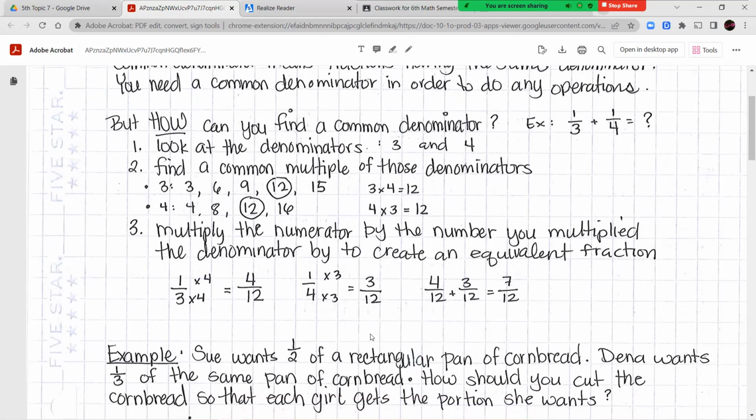So now if I'm adding 1/3 plus 1/4, after I gave them a common denominator of 12, I changed them to equivalent fractions that have a common denominator. Now I can add them. 4/12 plus 3/12 is 7/12, right? When you have a common denominator, you just add the numerators and you leave the denominator alone.